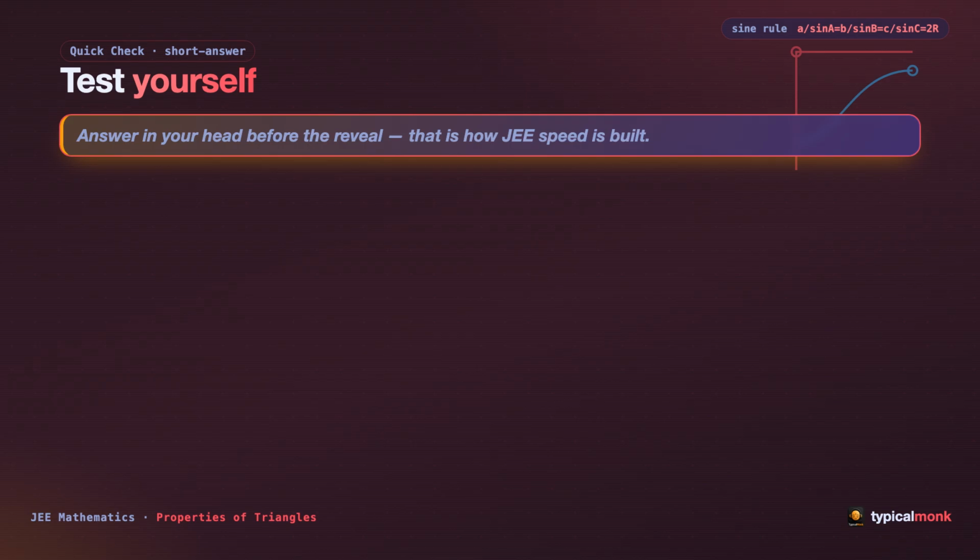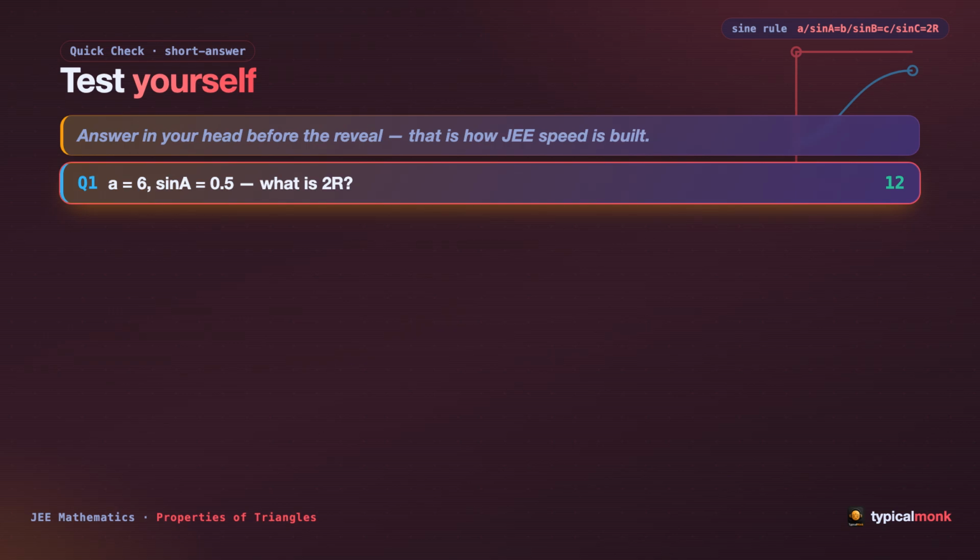Time to test yourself, rapid fire. Here is the rule. I ask, you answer in your head before the reveal. No pen, no paper, just the ideas you built today. Question 1. In a triangle, side a is 6 and sin A is 0.5. What is 2r? 6 divided by 0.5, 12.